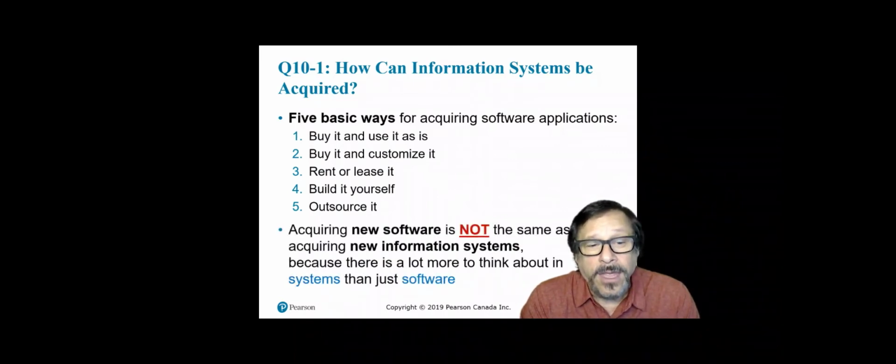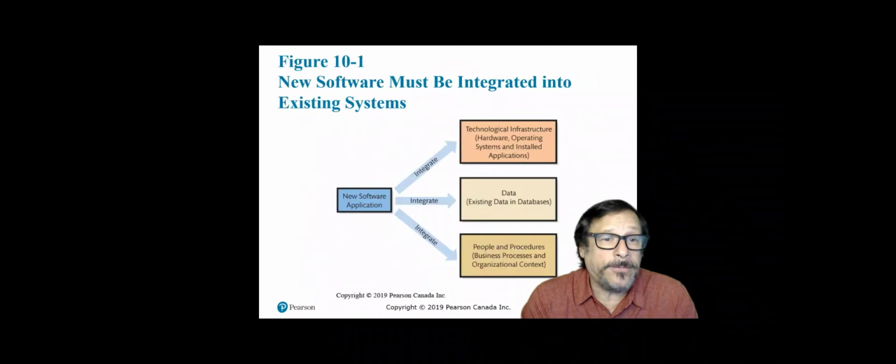Now, acquiring new software is not the same thing as acquiring a new information system. You have to really understand that this is quite different. An information system is much more involved than just the software that it's running. Because of this, there's a lot more to think about with systems than with just software. So acquiring an information system is more detailed.